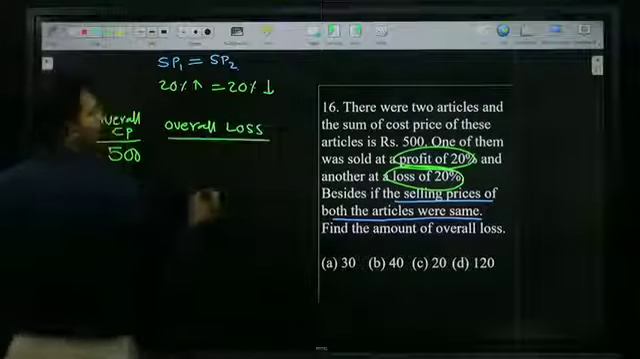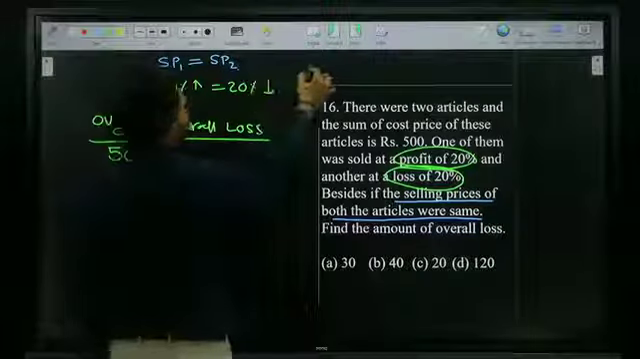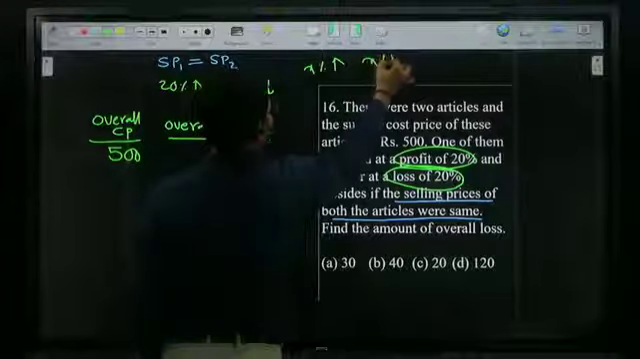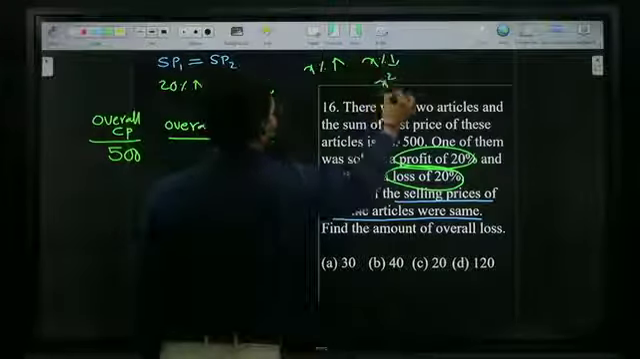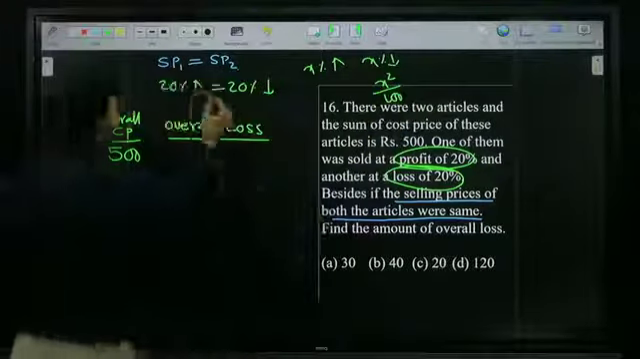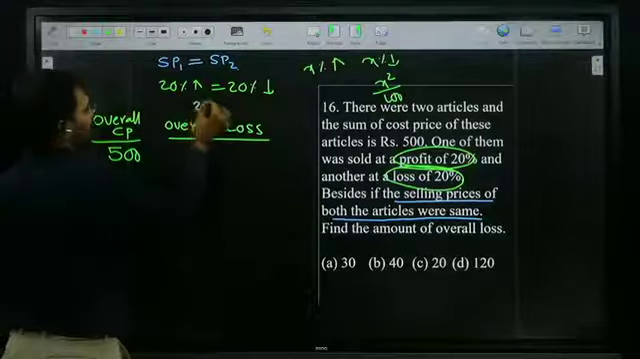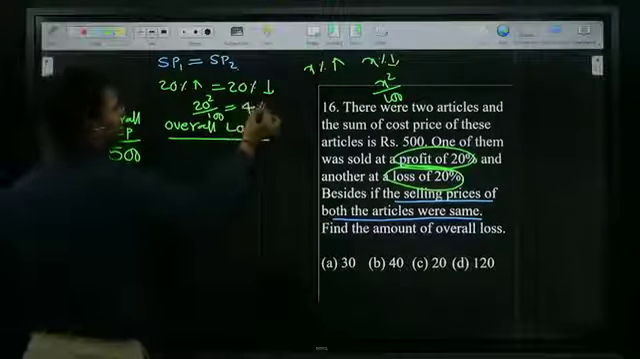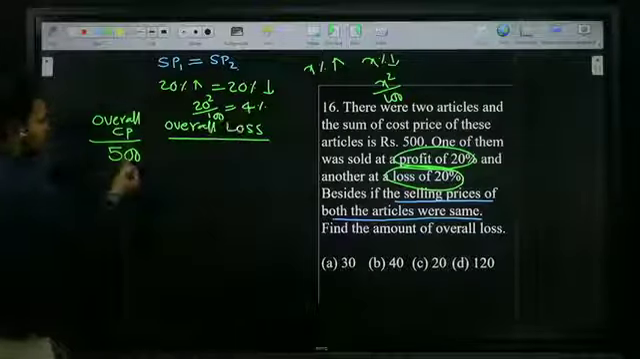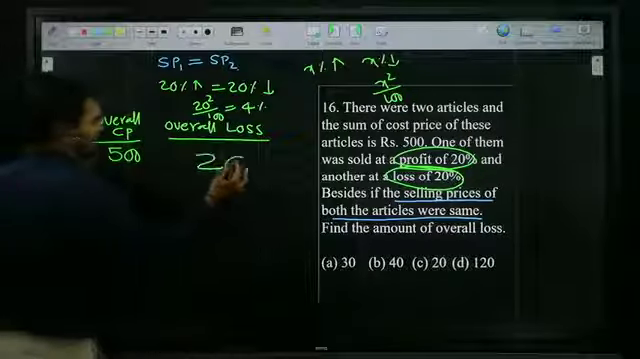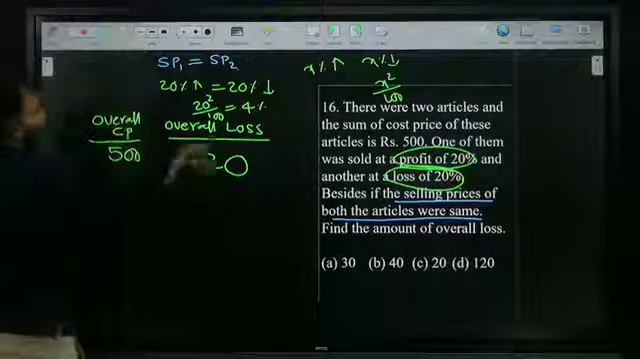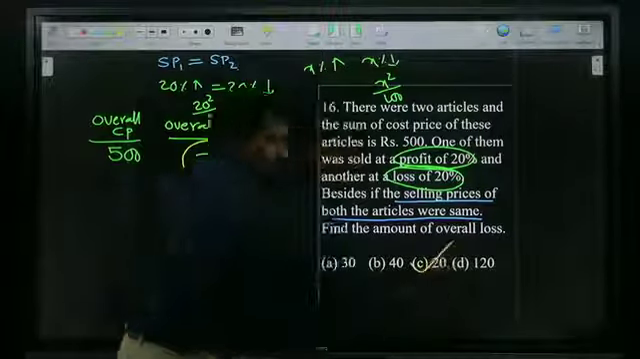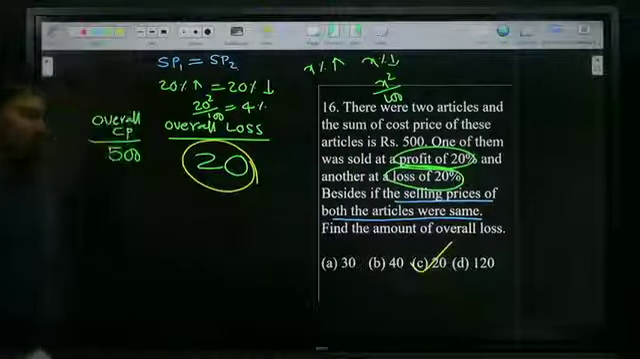I already told you, whenever SP1 and SP2 are equal, one article is sold at X% profit and another article is sold at X% loss, there is always a loss of X square by 100. Here X square by 100 is 20 square by 100, which is a 4% loss. Therefore 4% of 500, the overall loss is 20 rupees. Option C is the right answer.